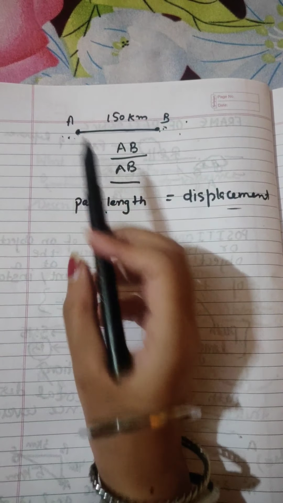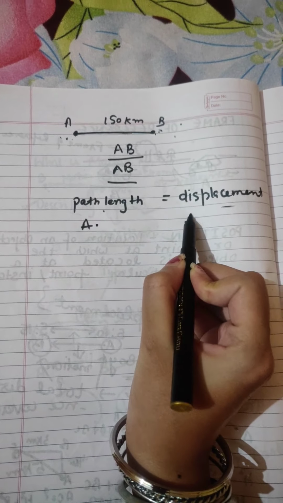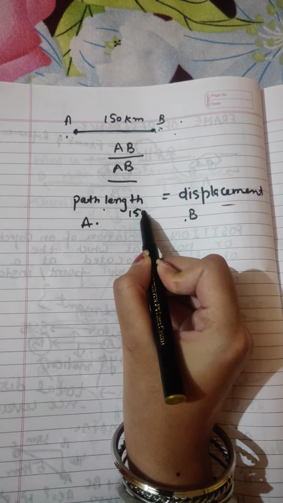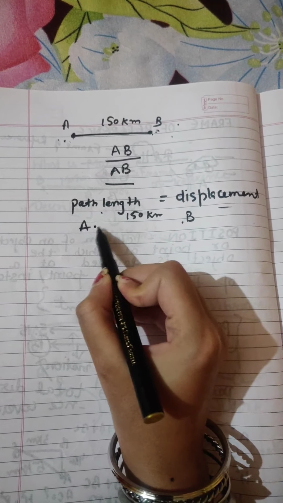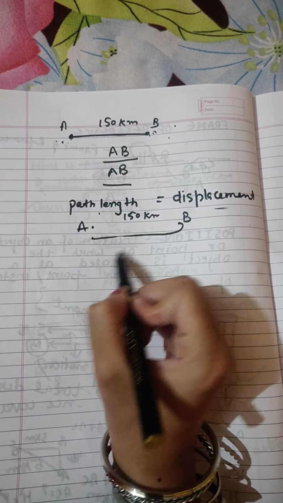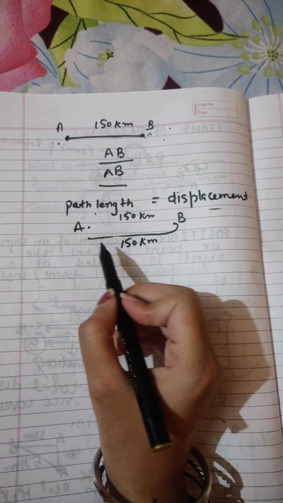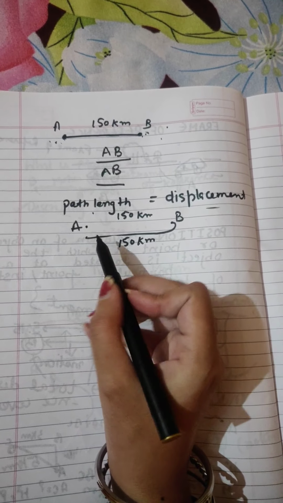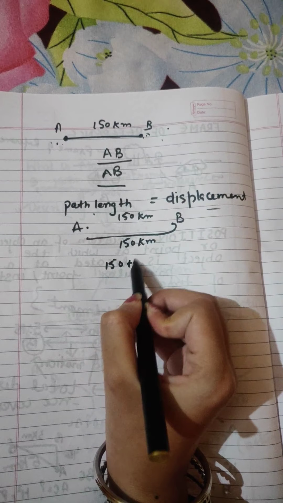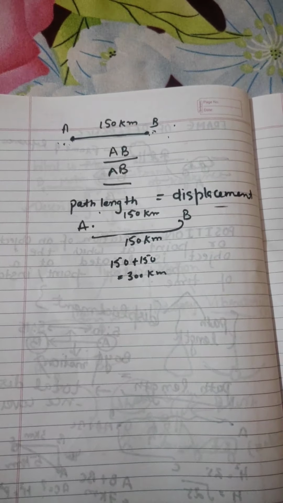Now let's consider the same example. We know that our bus traveled from point A to point B and covered 150 kilometer. After reaching point B, it made a U-turn and came back to point A. So again it covered 150 kilometer. In this case, if I want to know about my distance covered, it's going to be 150 plus 150, right? 300 kilometer. But what is the value of displacement going to be?